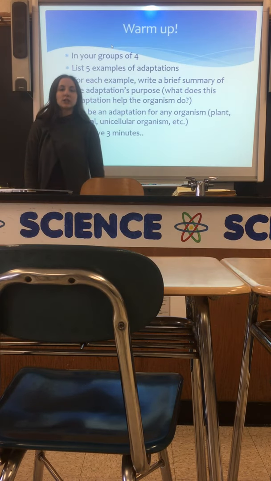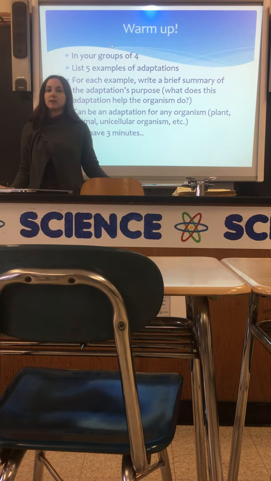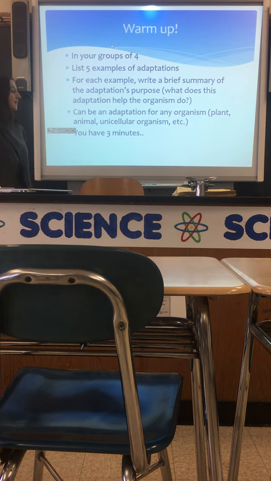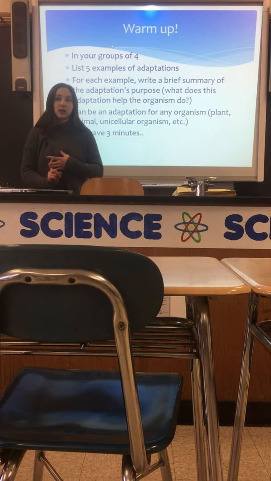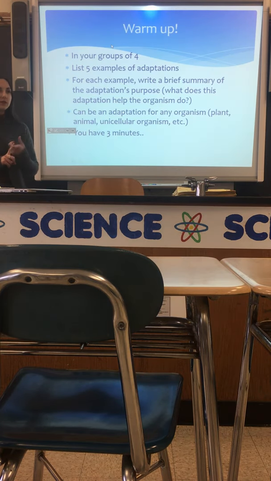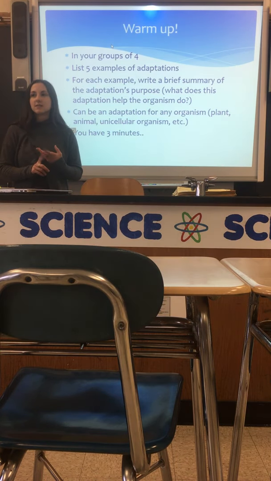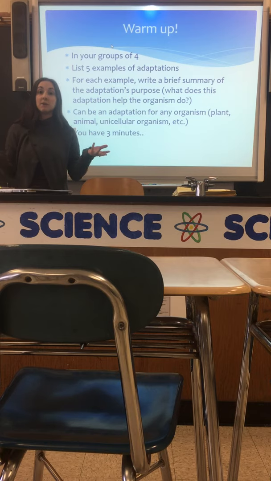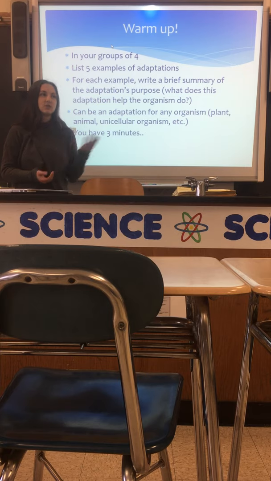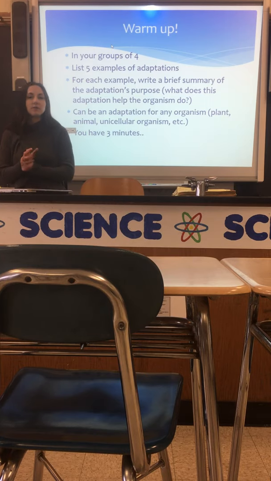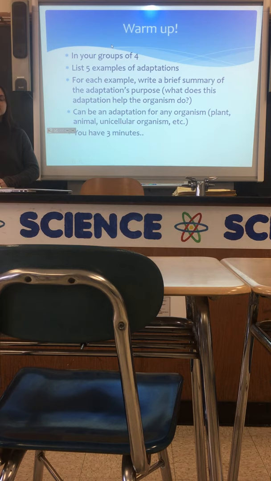Before we get started, we're just going to do a little warm-up. I want you to get into groups of 4 and list 5 examples of adaptations that you can think of. These adaptations can be from plants, animals, unicellular organisms like amoebas, anything you can think of. Just write the definition and then a short summary, maybe one or two words, about the purpose of that adaptation. For example, if it's a beak, what does it allow that animal to do? I'm going to give you 3 minutes to write this down in your groups.